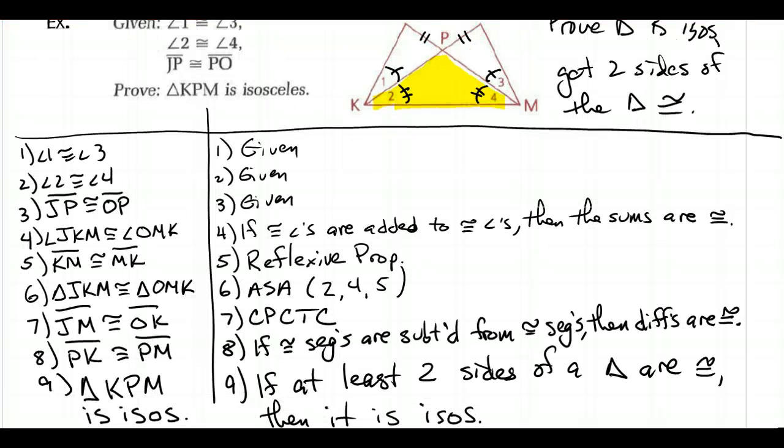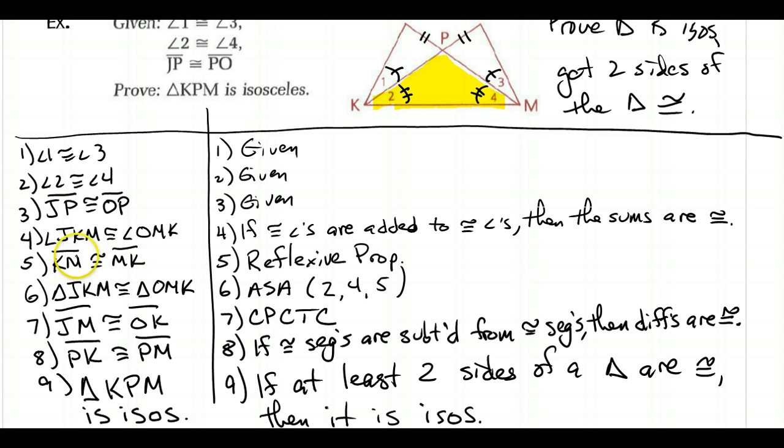All right, so here's our completed proof. So if you take a look at the picture, notice I marked with tick marks the things that were given, the parts that were congruent. And once we have that down, I know that these large angles in the corners, JKM and OMK, are going to be congruent because congruent angles are added to congruent angles, then the sums are congruent. And I know that KM is congruent to MK by the reflexive property.